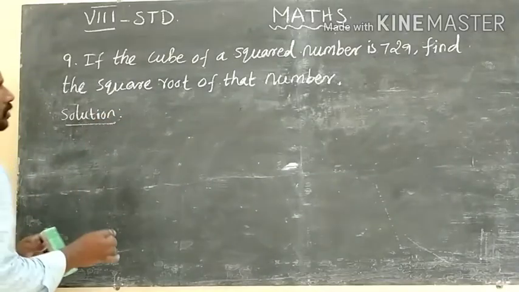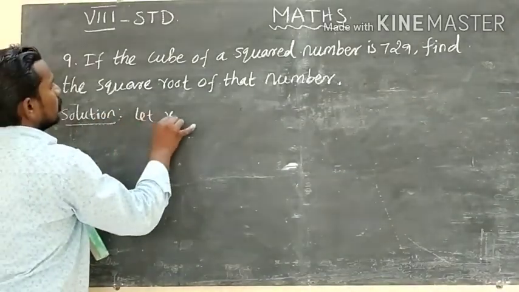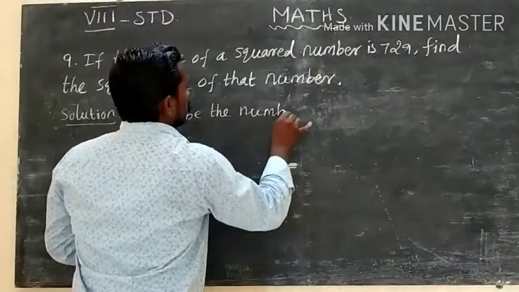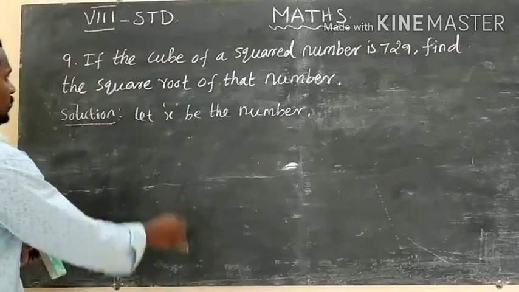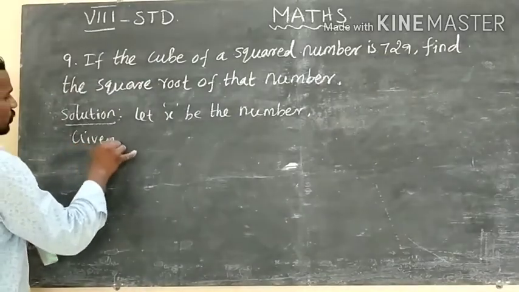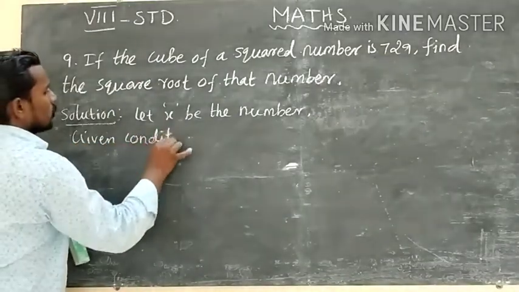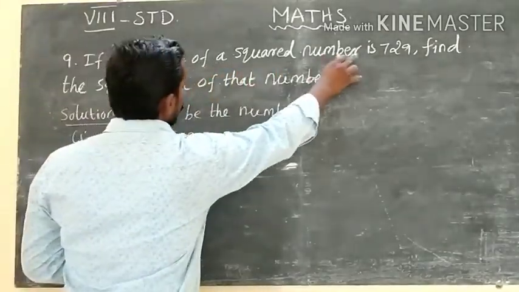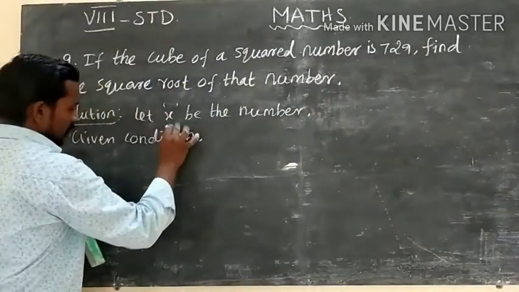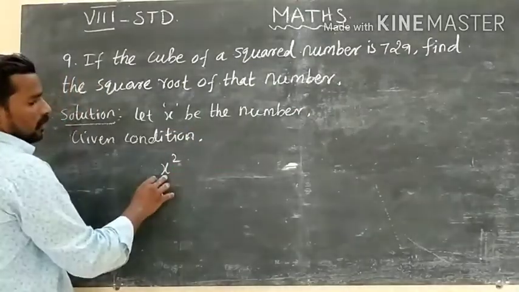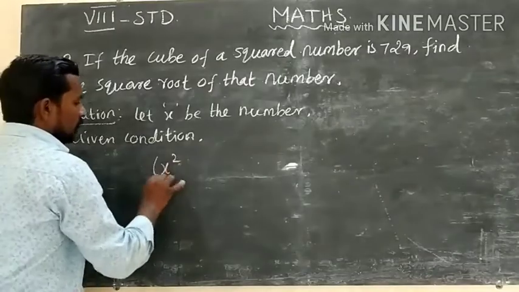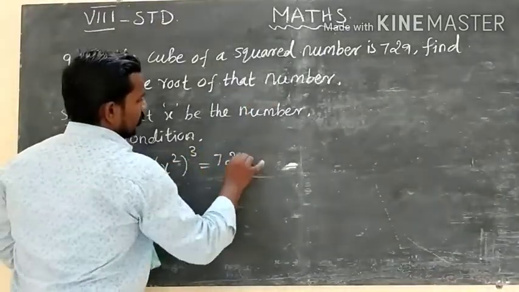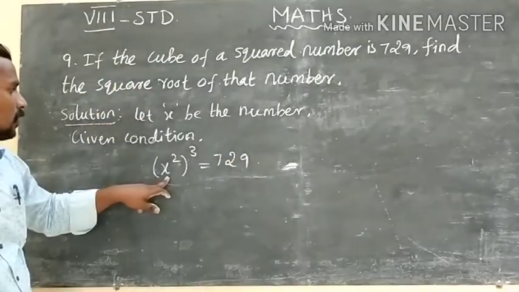We don't know the number, so let x be the number. So given the condition, what's your condition? The cube of a square number is 729. The number is x, the square number is x squared. The cube of the square number is 729. Have you understood this one?